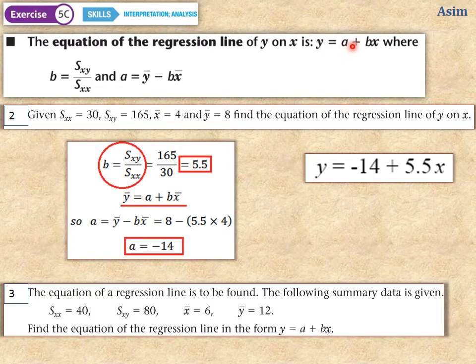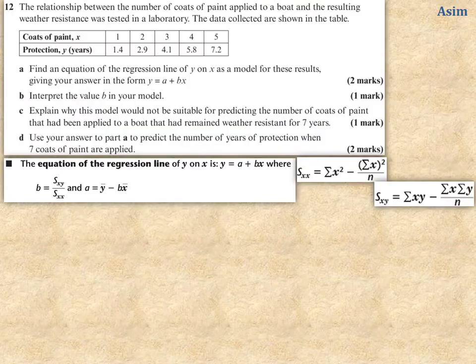So we have b, we have a, we just resubstitute here. So y will be negative 14 plus 5.5x. This is the final answer. This is our regression equation. Clear? Try to do this on your own. Let's go to the next slide. When you solve, you should get y equals 2x as your answer.